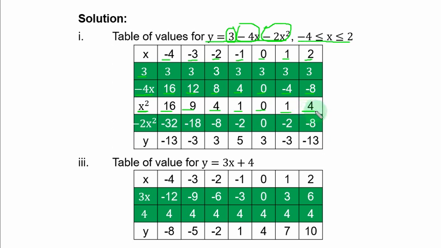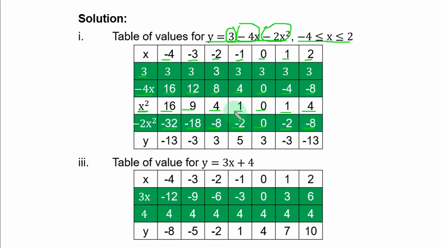So you multiply each value of s² by -2. Here become -32, -18, -8. That is 4 times -2 now, -8. Then -2 times 1, -2. 0 times -2, 0. -2 times 1, -2. -2 times 4, you have -8.